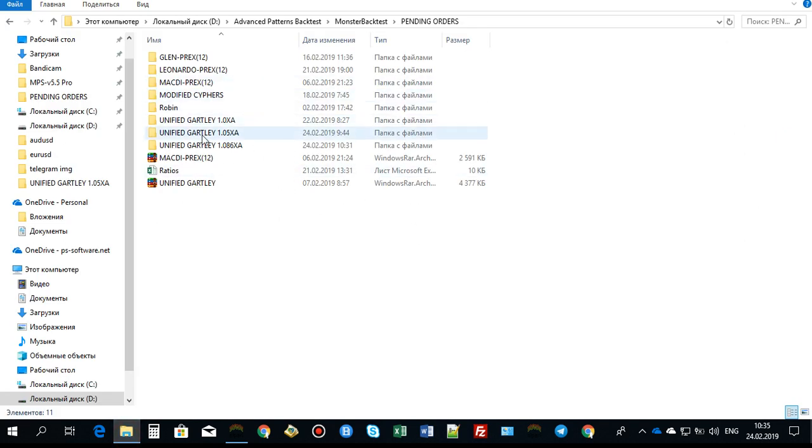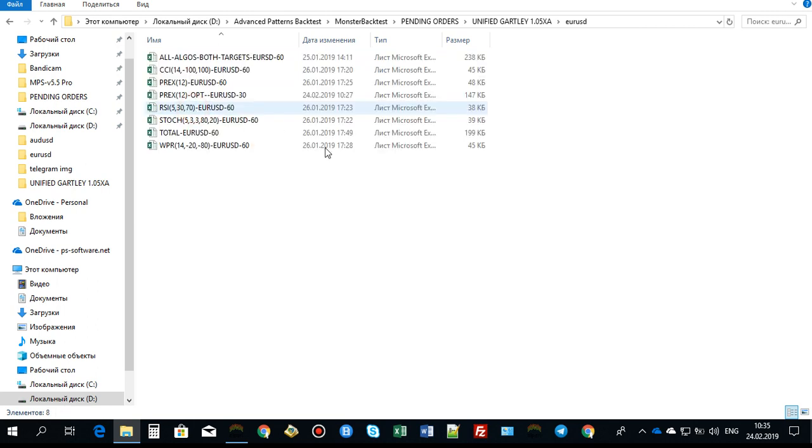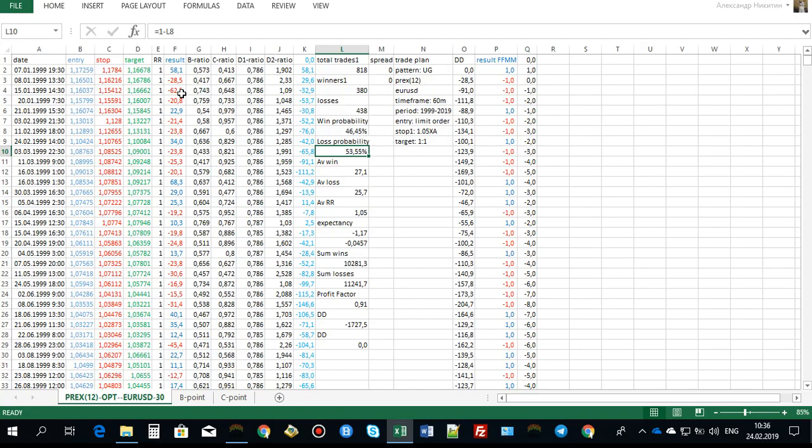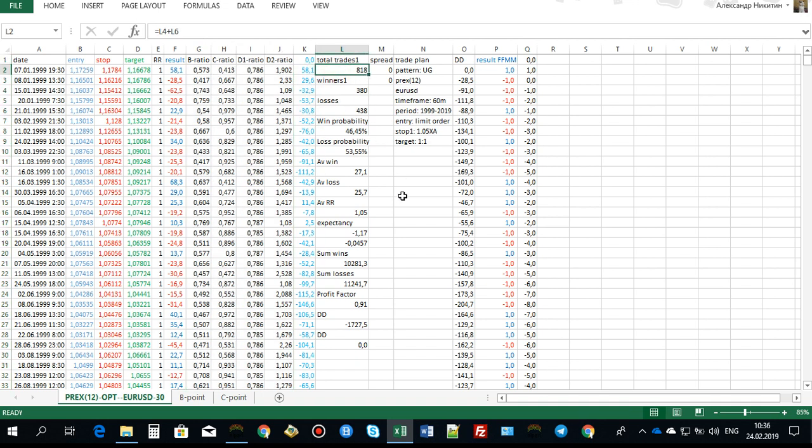Let's open the unified Gartley. I tested all these major pairs, and the most interesting pair is euro-dollar for me. So let us look at the optimization file, and here's the number of trades. 818 unified Gartleys were found.